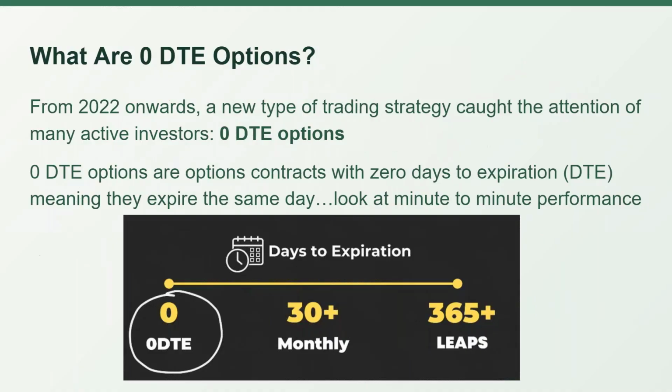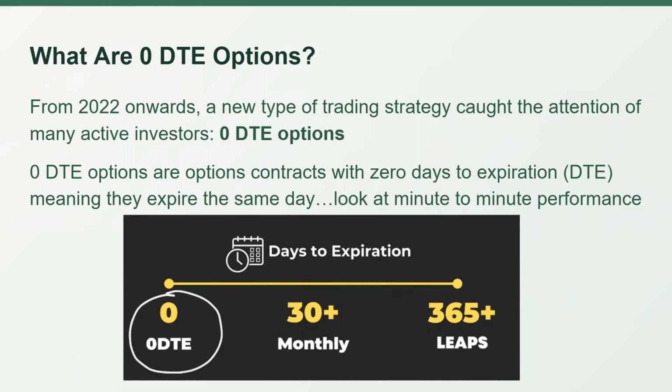So what are zero DTE options for people that don't know? They started just after the COVID pandemic, a new type of trading strategy that really caught the attention of many traders. That was the zero DTE options that expire the same day. Zero is 0 days, and DTE is days to expiration. So these are expiring the same day, and you're really looking at minute-to-minute performance on these. I'm going to talk about why in a few slides.